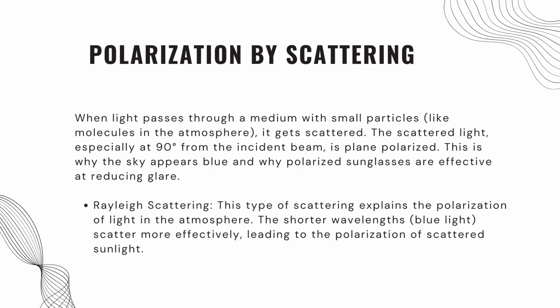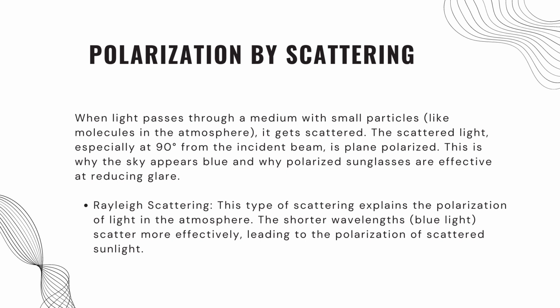Polarization by scattering. When light passes through a medium with small particles like molecules in the atmosphere, it gets scattered. The scattered light, especially at 90 degrees from the incident beam, is plane polarized. This is why the sky appears blue and why polarized sunglasses are effective at reducing glare.